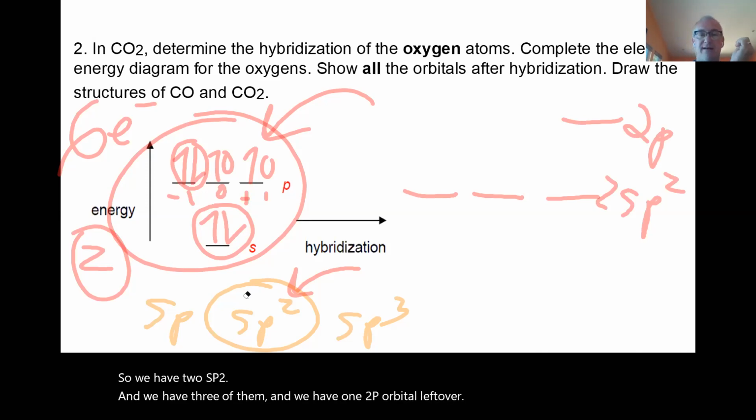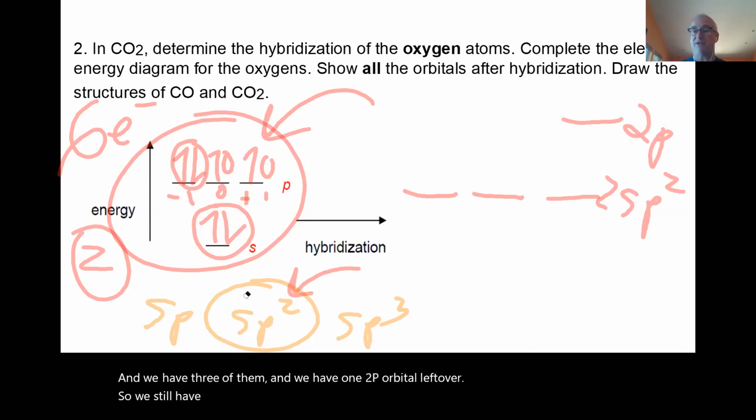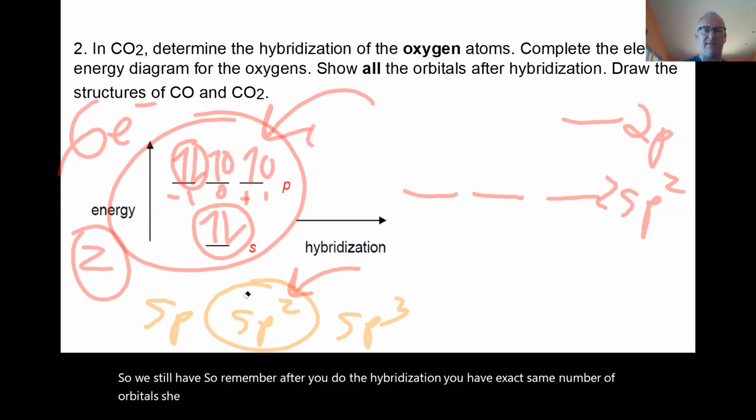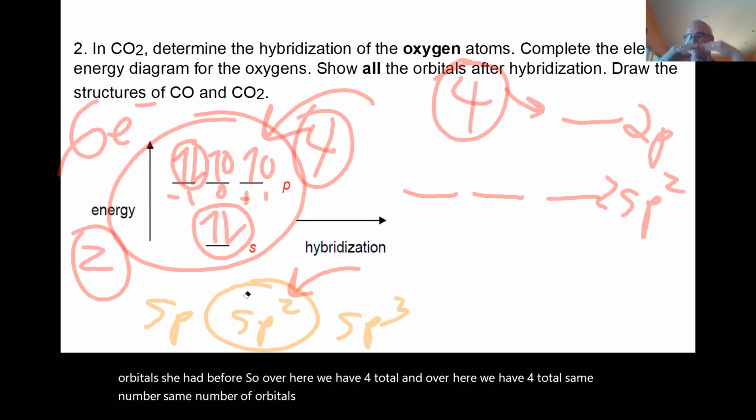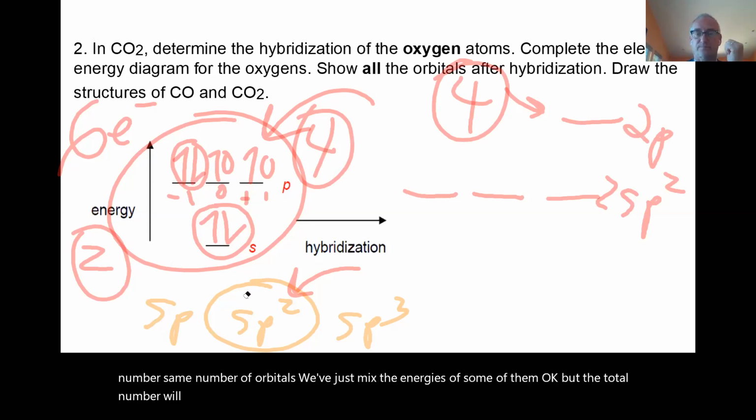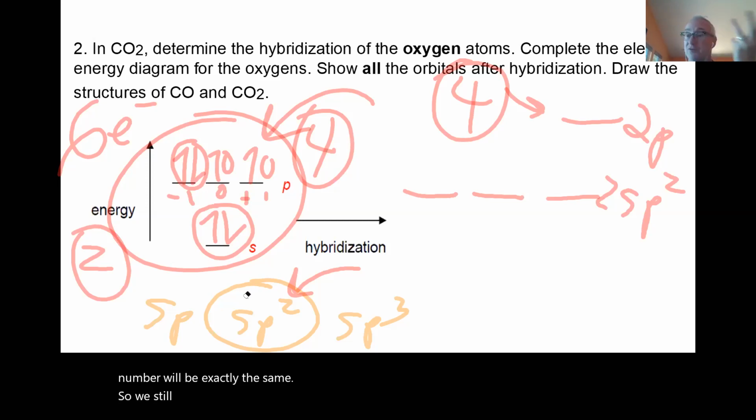Remember, after you do the hybridization, you're going to have the exact same number of orbitals you had before. Over here we have 4 total, and over here we have 4 total. Same number of orbitals. We've just mixed the energies of some of them. The total number will be exactly the same, and the total number of electrons will be exactly the same too. We still have 6 of them.